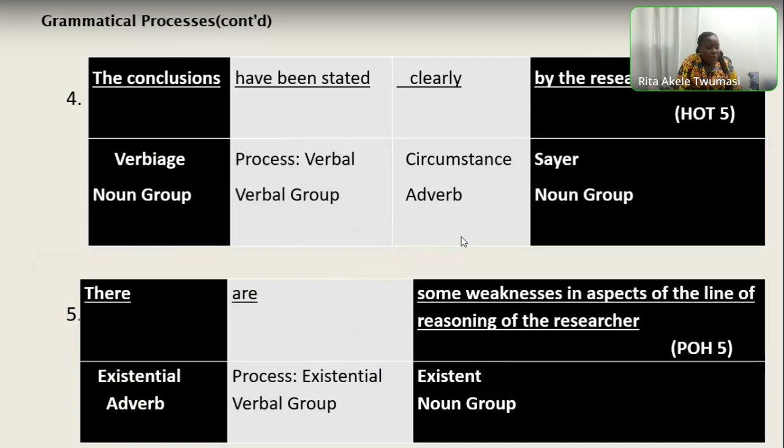In extract 5, we have an adverb, and then the process are, which is of the be family of verbs. It is plural and present, which is influenced by the nature of the existence. In other words, if the existence is plural, the process selected automatically becomes plural too. So the existence is a noun with some weaknesses in some aspects of the line of reasoning of the researcher. This is a statement that portrays negative evaluation of the examiner of that existence. That is, the examiner finds problems with what the candidate has done.